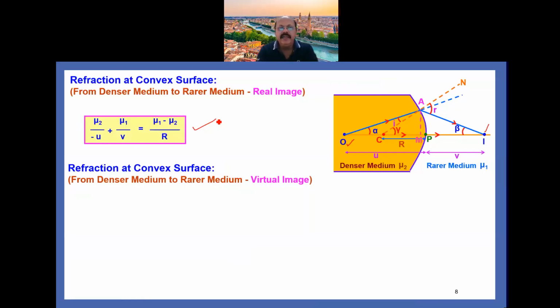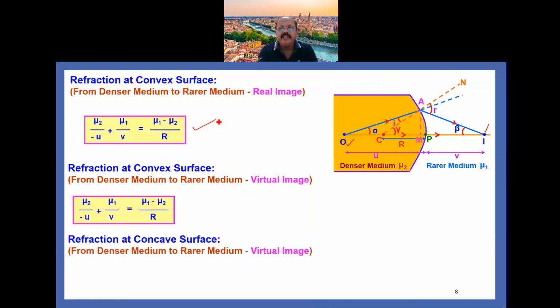Similarly, the refraction at convex surface from denser to rarer medium for the virtual image, only the ray diagram gets changed and the rest of things are the same and the result is same. In the same manner, we find out the refraction at concave surface from denser medium to rarer medium. Always the virtual image is formed and the result is also the same as we derived in case of the convex surface. That is mu2 upon minus u plus mu1 upon v equal to mu1 minus mu2 upon r.